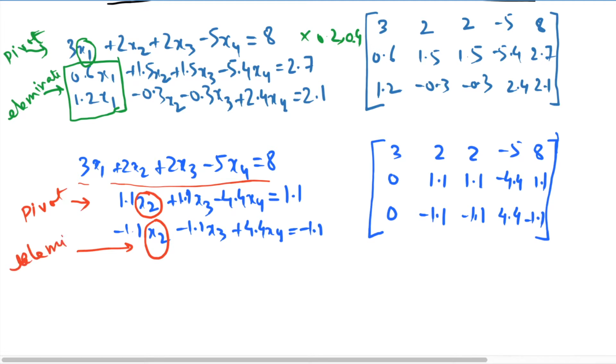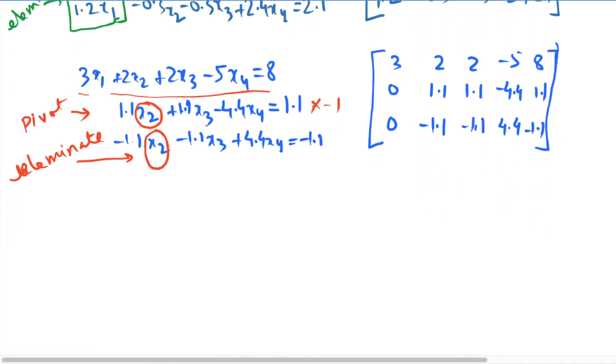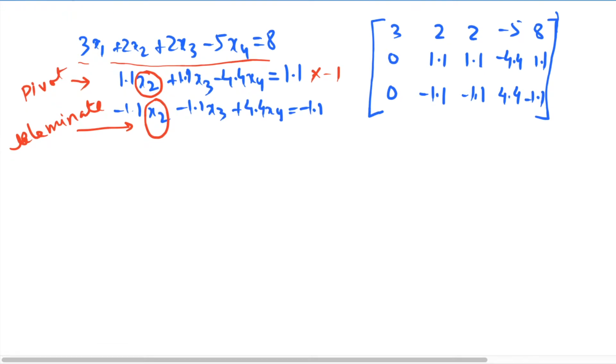So let me write it down. We will eliminate this guy. Okay, and you can eliminate if you subtract this equation. If you multiply minus 1 times the second equation and subtract it from the third equation, you will be left with the following linear system.